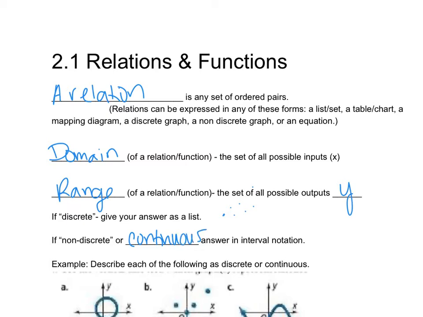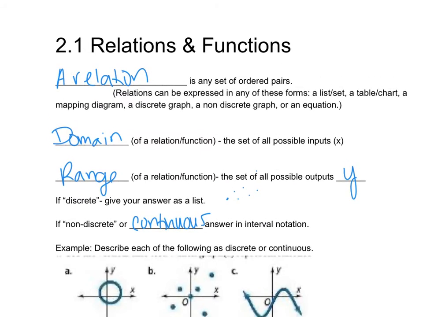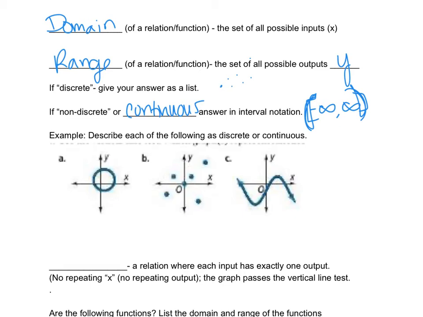you answer in interval notation. We've talked about that. That's something like negative infinity to infinity. That's one way you can write it. Oh, excuse me, those should be parentheses. Those are parentheses. Okay, so now let's look at the example.